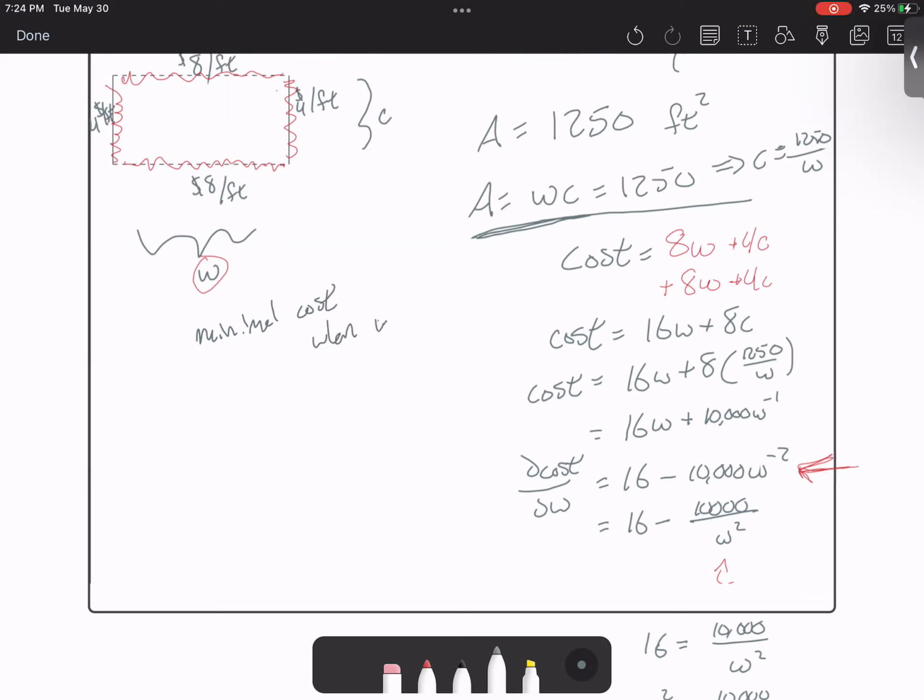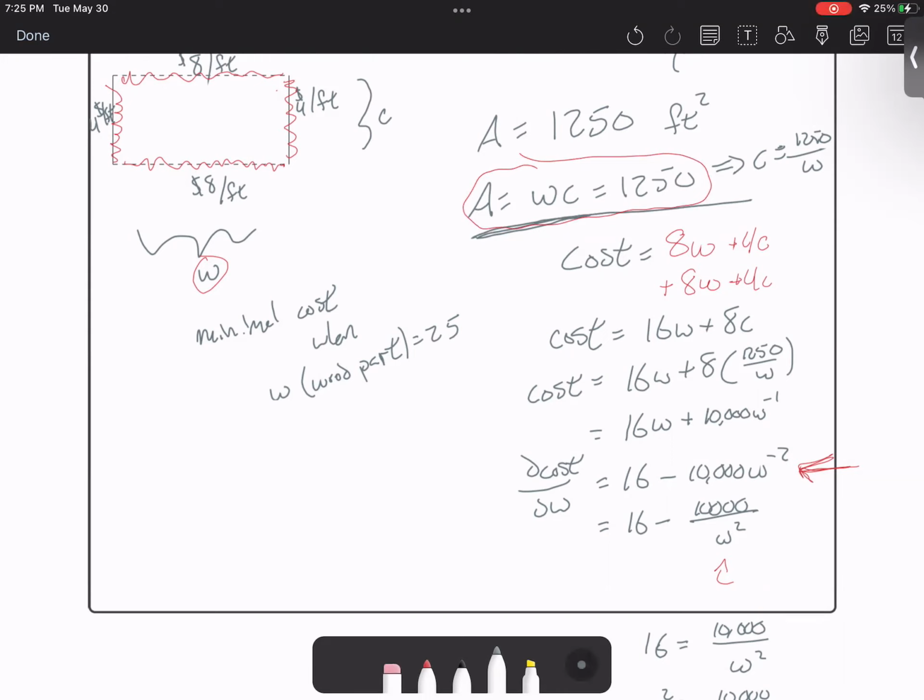when the W, what was W? W was the wood length. When the length of the wood part of the fence is 25. Cool. So if the length of the wood part of the fence is 25, and I take this equation here, if W is equal to 25, then C has to be 1250 divided by 25. That gives me 50.